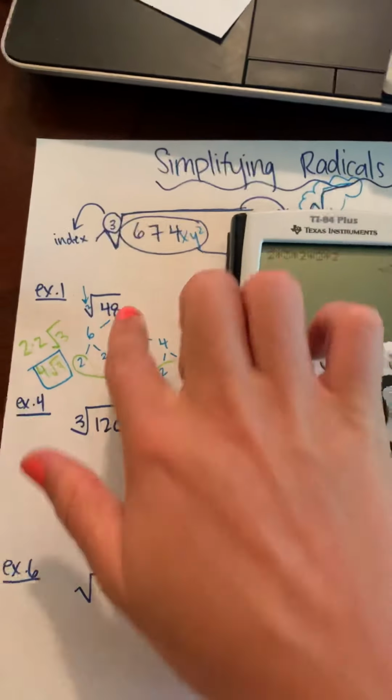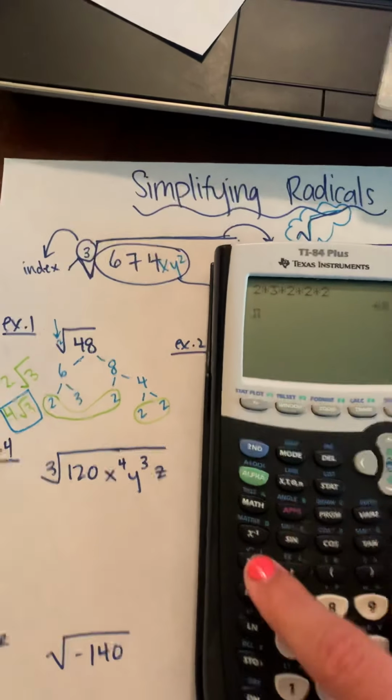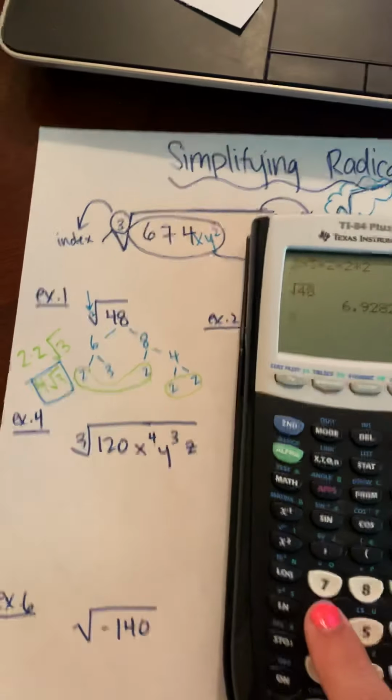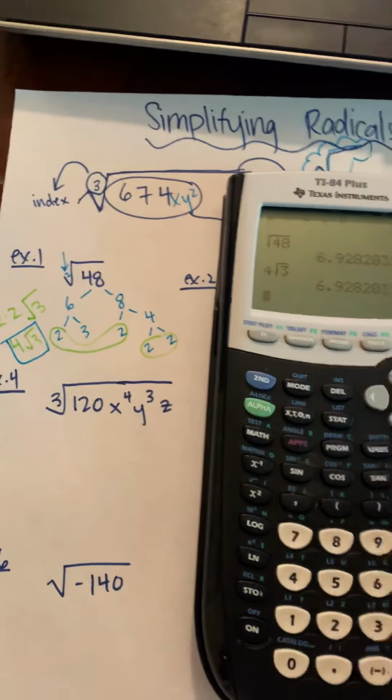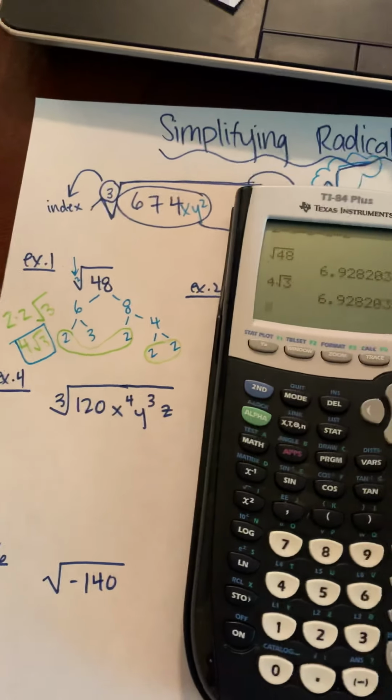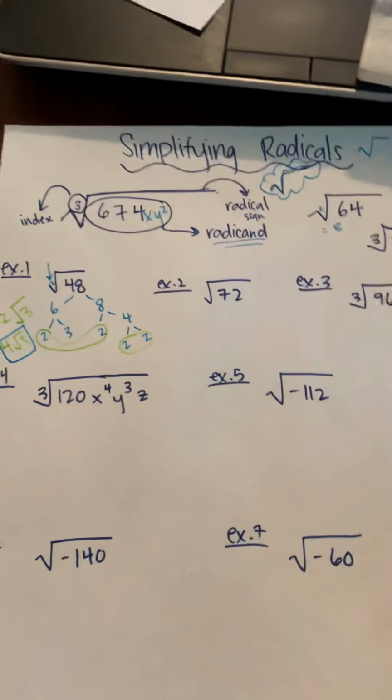Now check this out. We have the original problem, square root of 48. And then we have our answer, 4 root 3. And they're the same decimal because they're equivalent. And we crushed it. All right, let's do more. So you build factor trees.